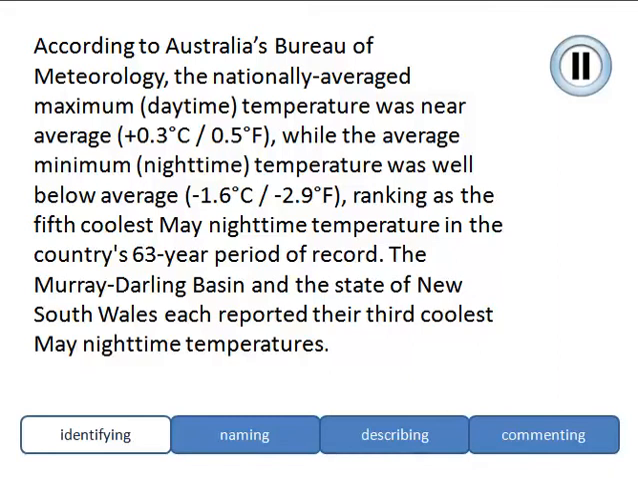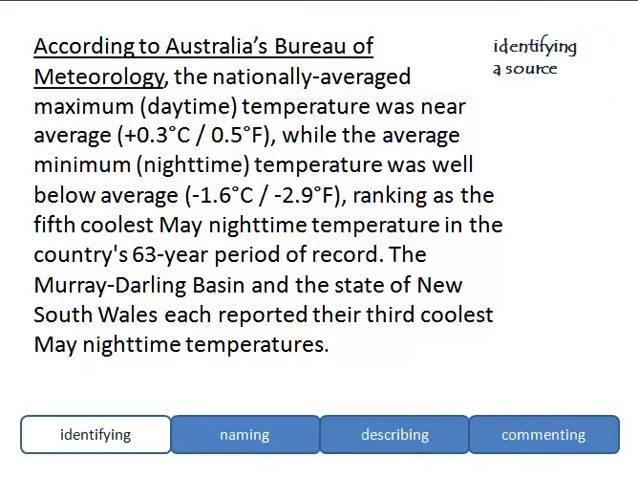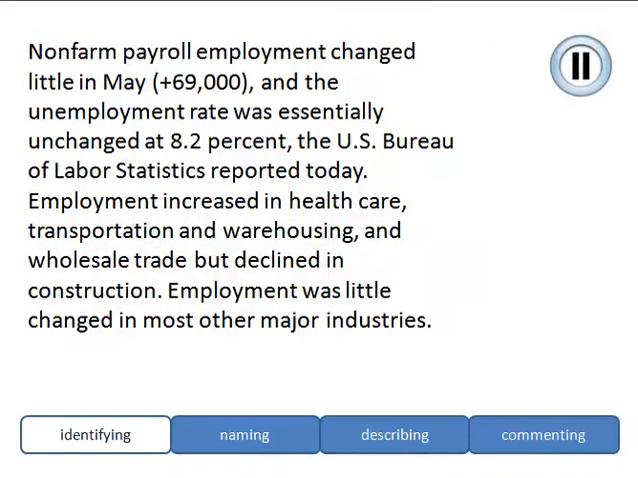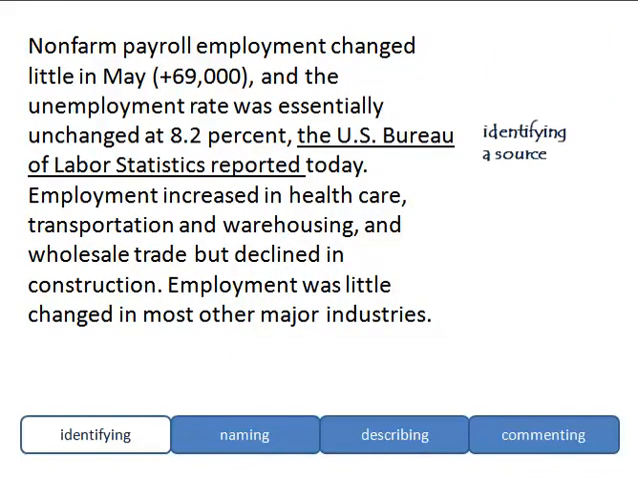Now you may ask yourself, so where in this paragraph is the writer identifying a source? And it happens right at the beginning. According to Australia's Bureau of Meteorology, it tells us where this information is coming from. Here's another example. Here, the source comes a little bit later in the sentence. The U.S. Bureau of Labor Statistics reported. Again, we're getting where the information comes from.